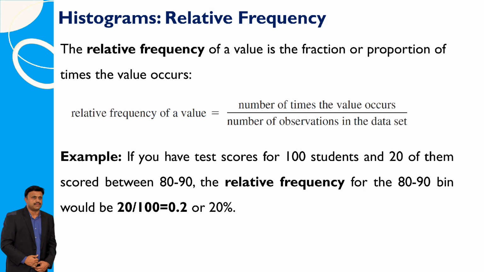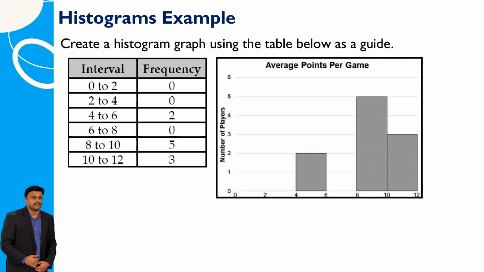A relative frequency histogram is a type of histogram that shows the proportion of data points within each bin or interval rather than the absolute number of data points. For example, if 20 out of 100 students scored between 80-90 on a test, the relative frequency for this score range would be 20 divided by 100, which equals 0.2 or 20%. This type of histogram helps to understand the distribution of data in terms of percentages rather than raw counts. To create a histogram, plot the data intervals on the x-axis and their frequencies on the y-axis, with bars representing the frequency of data points within each interval.